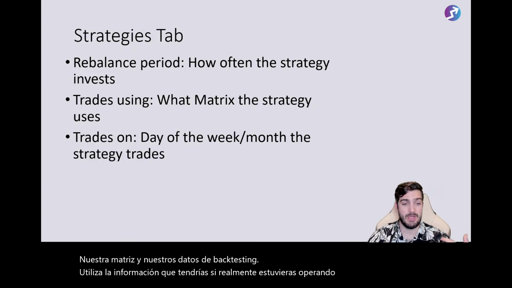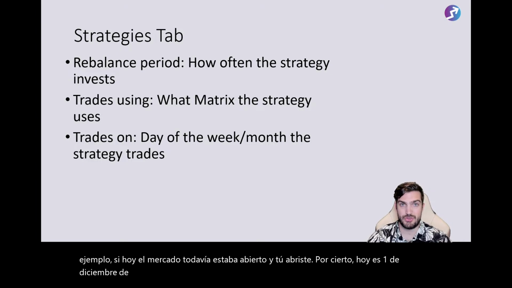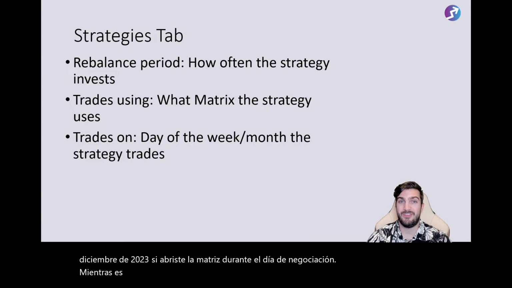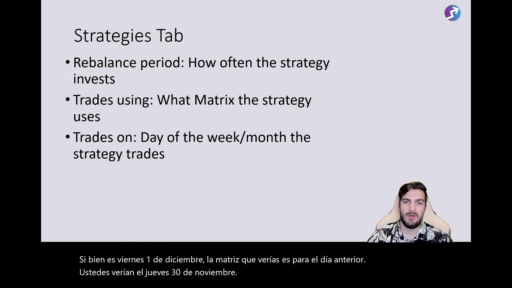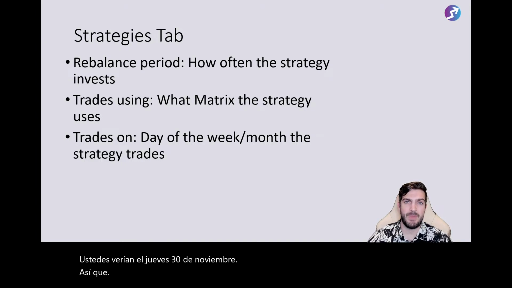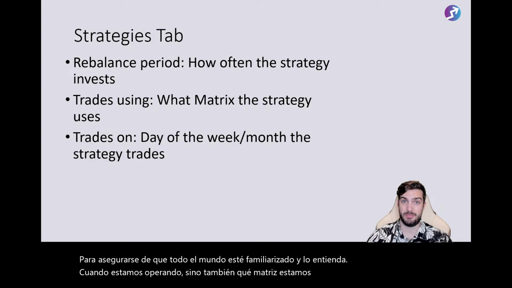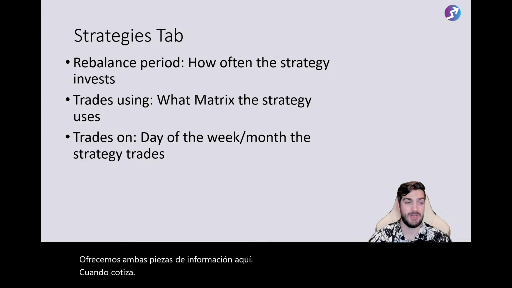So for example, if today the market was still open, and you opened up, by the way, today is December 1st, 2023, if you opened up the matrix during the trading day, while it is Friday, December 1st, the matrix that you would see is for the previous day. You would see Thursday, November 30th. So, to make sure that everyone is familiar with and understands when we're trading, but also what matrix we're using to trade, we offer both pieces of information here. When it trades, and what matrix it uses when it trades.